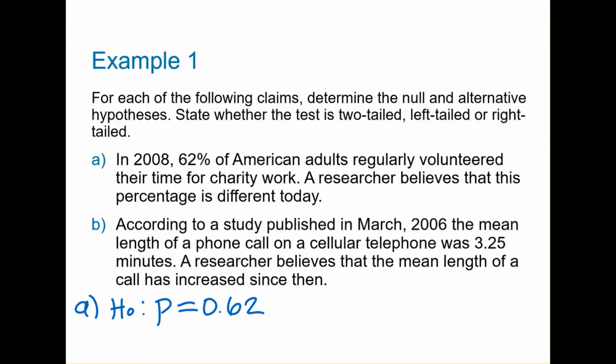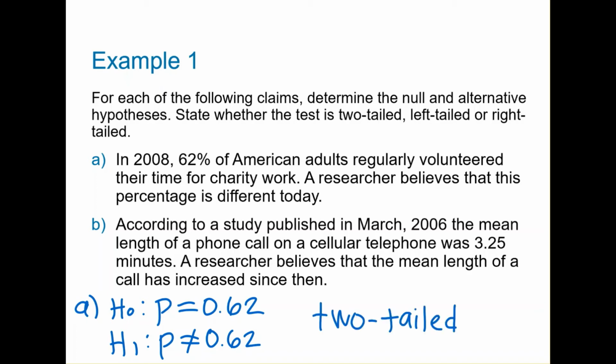Now let's write the alternative hypothesis. We denote the alternative hypothesis as H1. The parameter is P, so for the alternative hypothesis, we will also have P. We are told that the researcher believes that this percentage is different today. This means different from 0.62, so this is not equal to 0.62. Notice that the null and alternative hypothesis will always have the same value on the right side. Because the alternative hypothesis is P is not equal to 0.62, this is a two-tailed test.